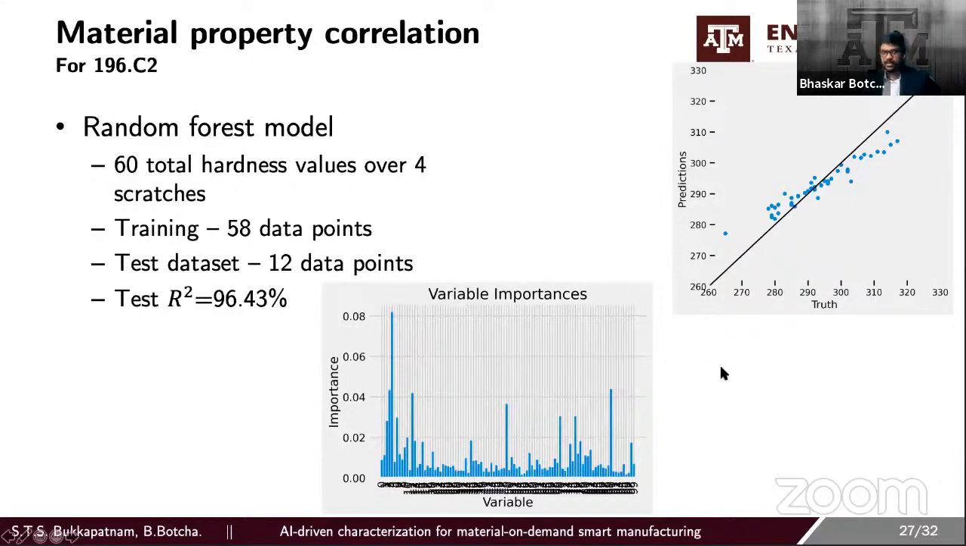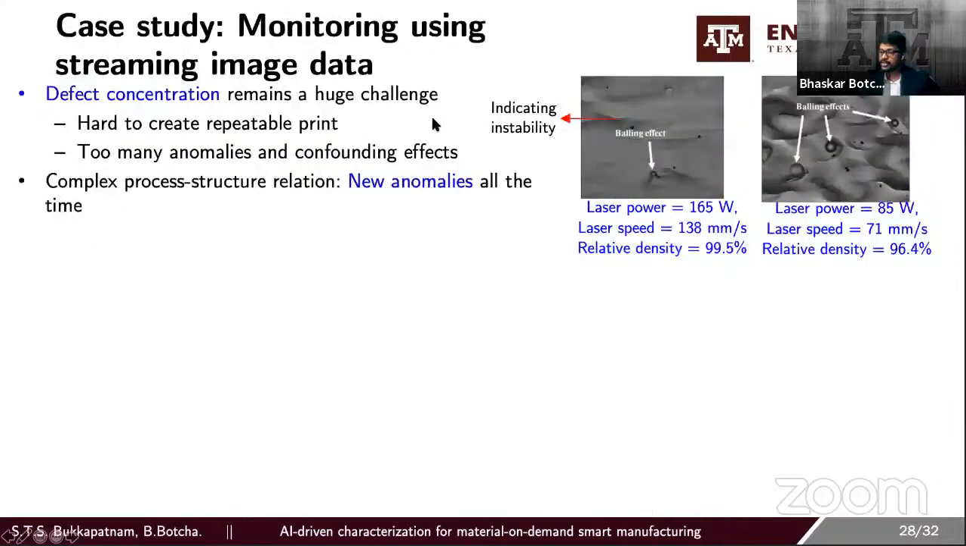So my next case study would be in terms of process monitoring using streaming image data. Until now, we have captured images, but we didn't actually look at the image data from these particular experiments. What we are trying to explain here is the defect concentration. These are images from the Ti-64 sample itself, and what we want to identify here is the balling defects, which we are seeing here, which are gas-induced porosity.